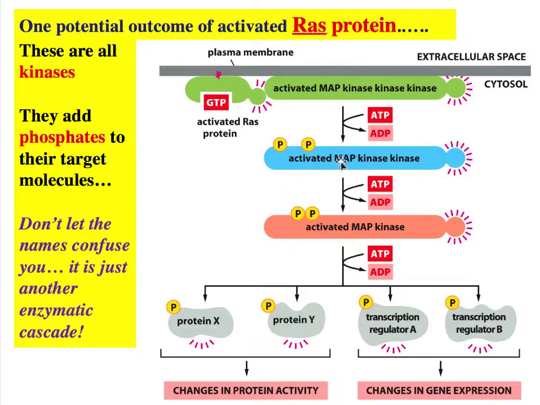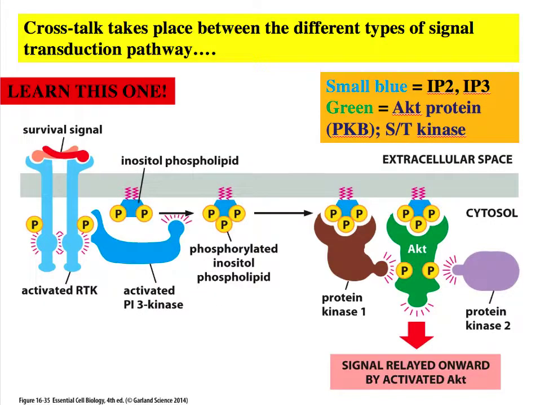Once that's turned on, it phosphorylates its target called MAP kinase, which then phosphorylates a bunch of other proteins that can lead to drastic changes in the behavior of cells, from protein activity to and including gene expression. This is one behavior of activated RAS protein inside cells. I think we are now ready to see one of the most sophisticated interactions that explains how survival signals work.